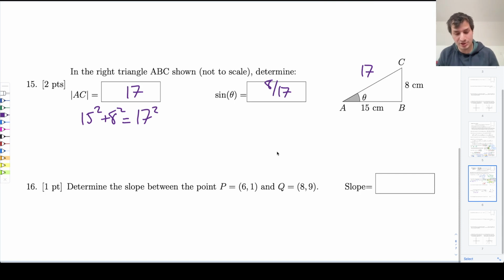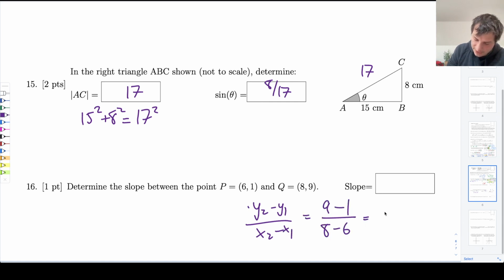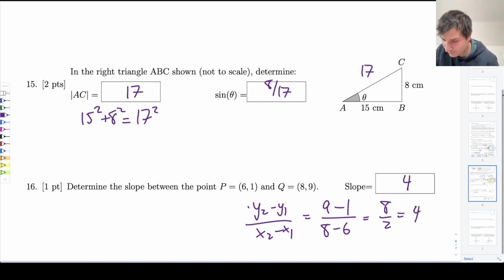Okay, next up, determine the slope between these points, P and Q. How did people do on this one? I think people did well on this one. Yeah, this one was super well done. You just have to use the slope formula: y2 minus y1 over x2 minus x1. In this case, it is 9 minus 1 divided by 8 minus 6. 8 over 2, which is 4 in this version of the exam. In the other version of the exam, very similar, and I think it works out to 3.